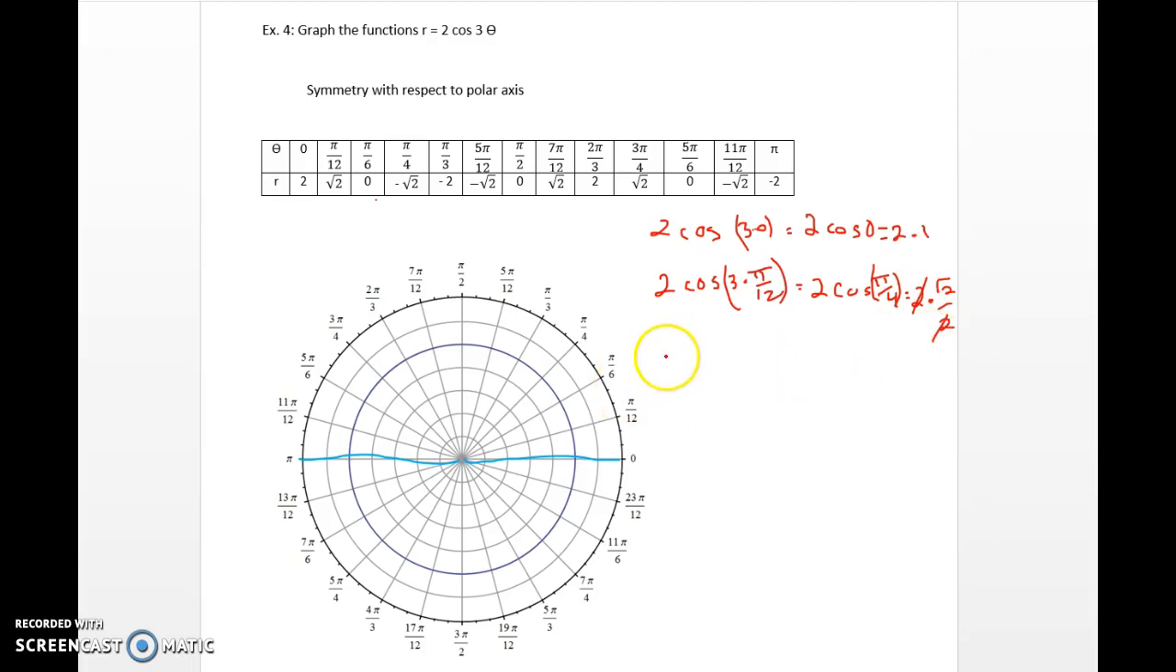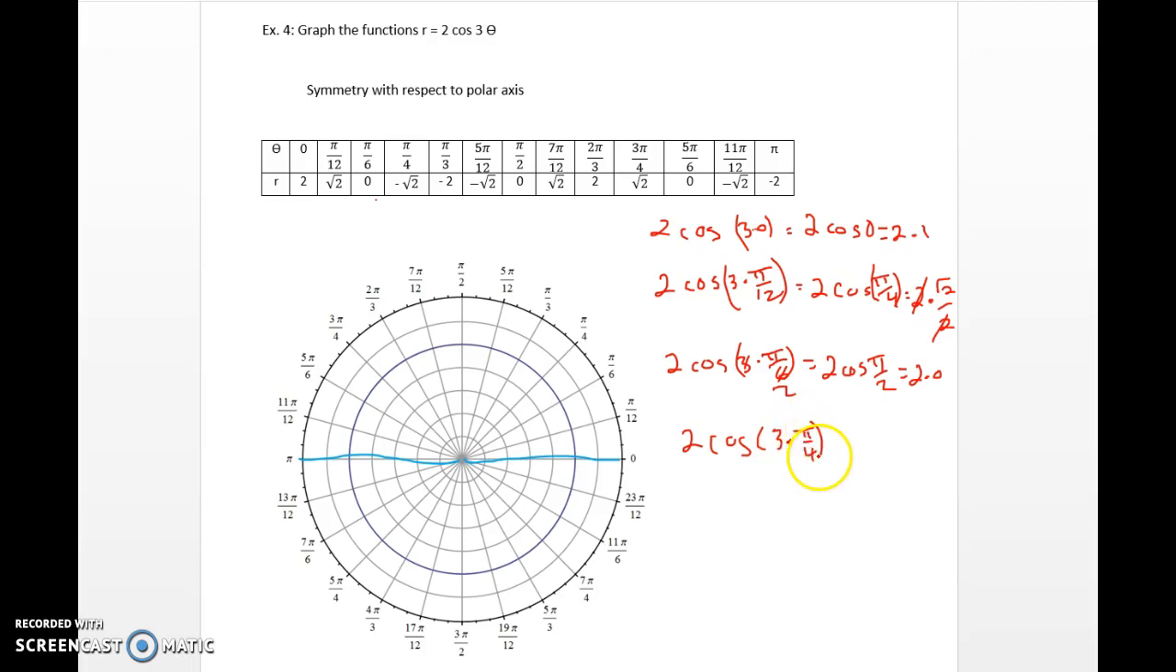If we did pi over 6, 2 cosine 3 times pi over 6, these reduce, and you get 2 cosine pi over 2. And the cosine of pi over 2 is 0, so 2 times 0 is 0. So you have to do 3 times your angle first, and then whatever new angle that is, that's what you're taking the cosine of. If we do one more, we'd have 2 cosine 3 times pi over 4.